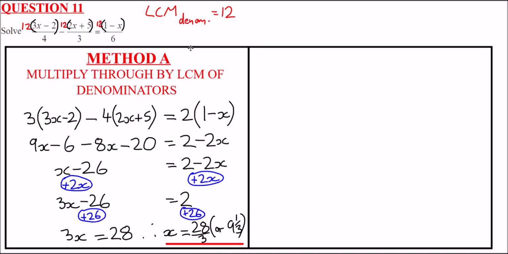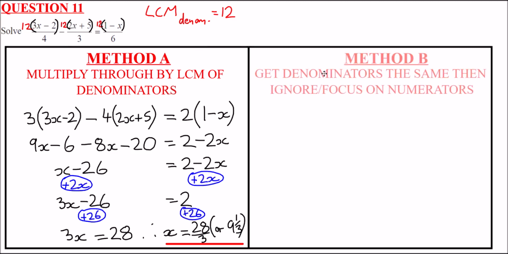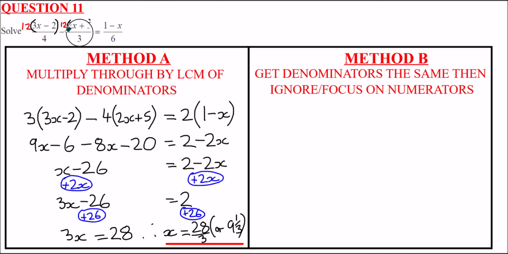So, the other method, if you don't like multiplying through or you find this a bit of a mess, what you can do is actually leave the denominators there. So method B, get the denominators to all be the same thing, and then just ignore or focus on the numerators. So using this method, if I just clear this away now, I want all the denominators to be the same, and in the same way as before, I can get the denominators to be 12. So what I can do here, I could times the 4 by 3, and then do the same to the top.